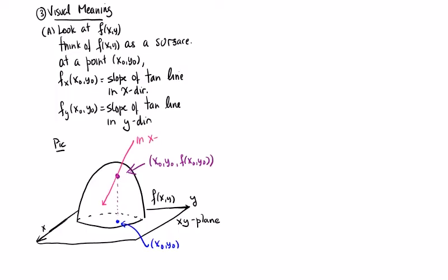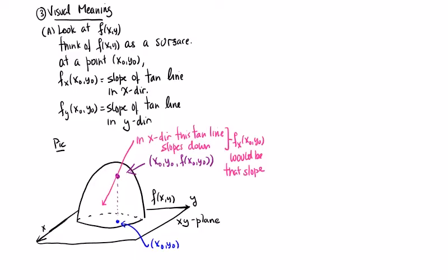So in the x direction, this tangent line slopes down, because remember, positive x's come forward. So what this means, in this case, is that f sub x of x0, y0 would be that negative slope. Now we'll do an example in a second, but just so that we see.